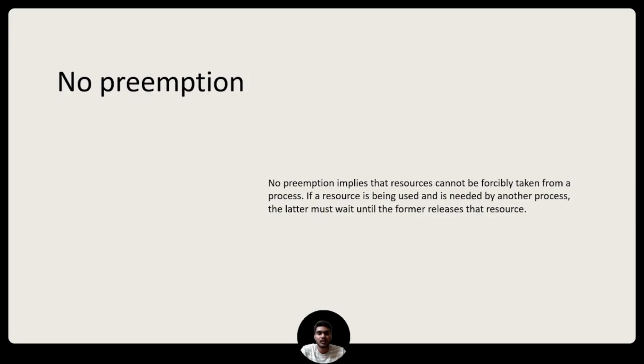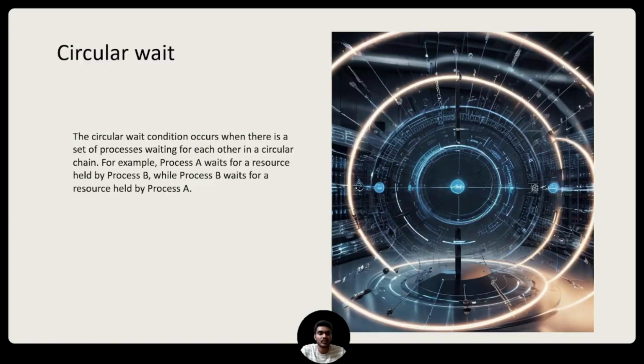No preemption. No preemption implies that resources cannot be forcefully taken from a process. If a resource is being used and needed by another process, the latter must wait until the former releases that resource.